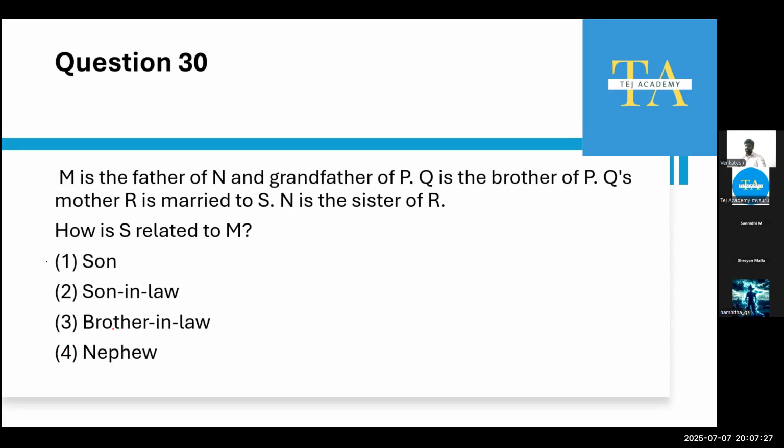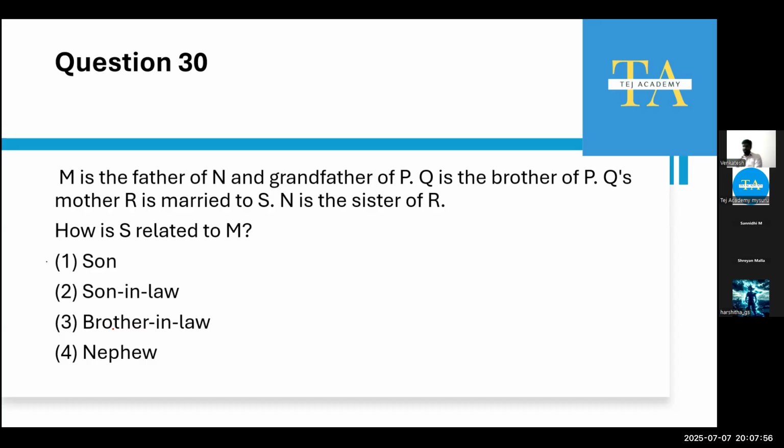Right. So next, question number 30. M is the father of N and grandfather of P. And Q is a brother of P. And Q's mother R is married to S. N is the sister of R. So how is S related to M? First, we'll frame the diagram. M is the father of N. So as you know, N's father is M.